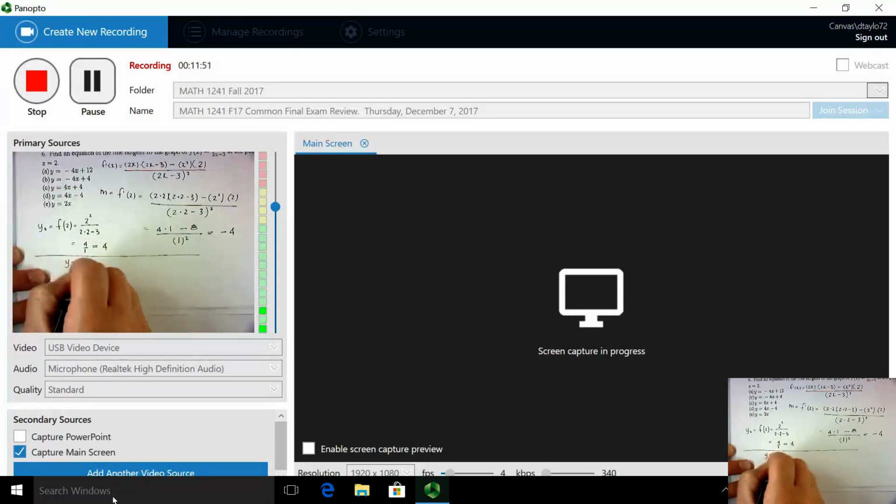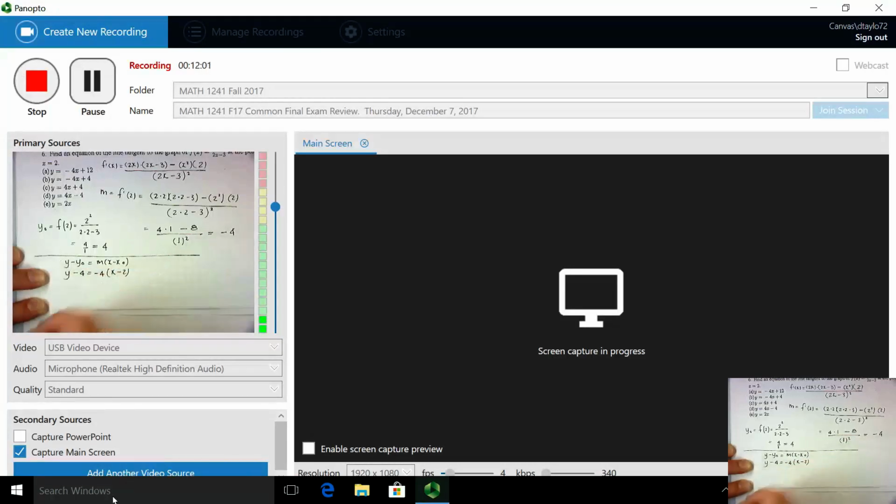So y minus y naught is equal to m times x minus x naught. So that means that y minus 4 is equal to negative 4 times x minus 2. So y is equal to negative 4x plus 8, bring the 4 over, plus 4. So y is equal to negative 4x plus 12.